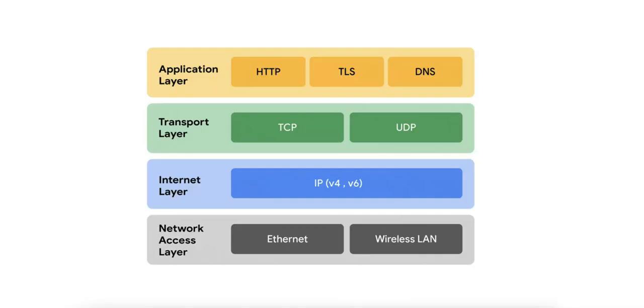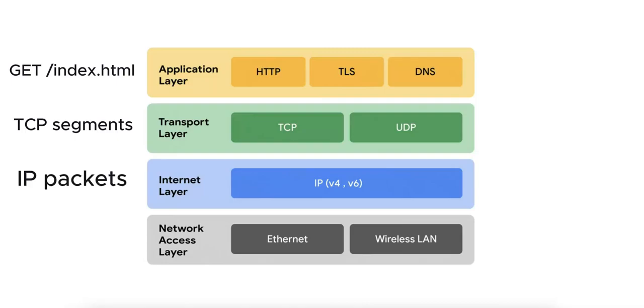Now let's take a look at the overall data flow example of an HTTP request. For the application layer, a user requests a web page, and the browser generates an HTTP request like GET /index.html. For the transport layer, the HTTP request is encapsulated in TCP segments, ensuring the data is reliably transmitted. For the internet layer, the TCP segments are encapsulated in IP packets. The packets are routed across the internet using IPv4 or IPv6 addresses.